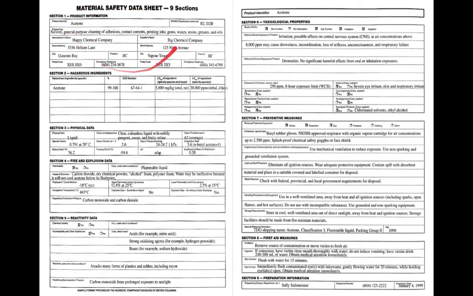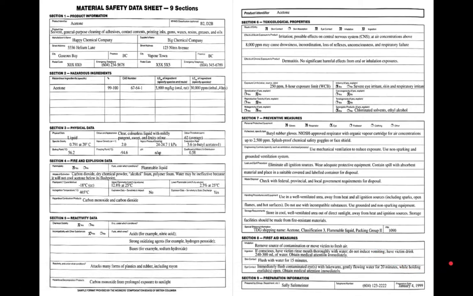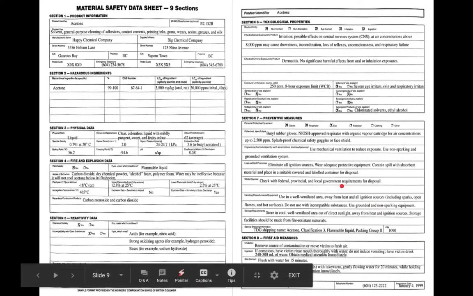We have basic product information. We have what the ingredients are. We have the physical properties. We have some of the chemical properties, reactivity data, fire and explosion data. We have some toxicological properties, so how does it affect people? How do we protect ourselves using preventive measures? When we're exposed, what's our first aid? And at the very bottom should be where the product came from: preparation information and how you can contact the people that made this product.